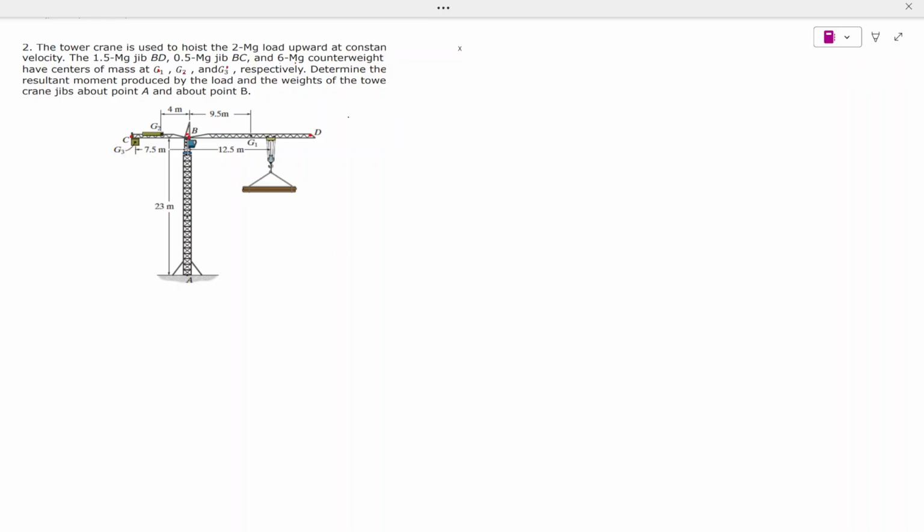Okay, so let's set our solutions here. G1 represents this. Therefore our G1 is equal to 1.5 megagram. Therefore our G2 is equal to 0.5 megagram. Our G3 is equal to 6 megagram, as simple as that.